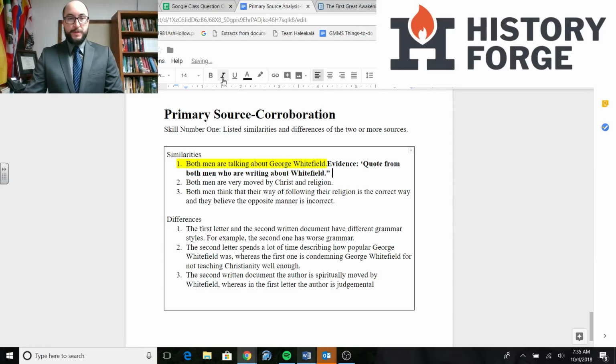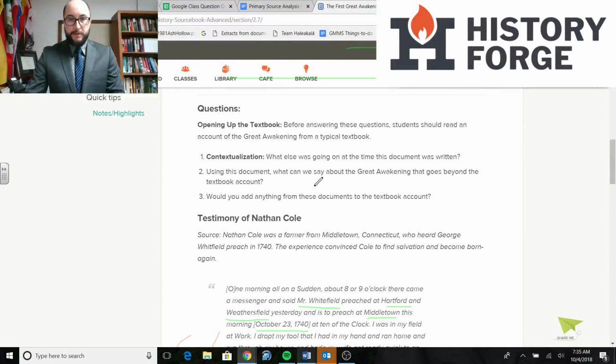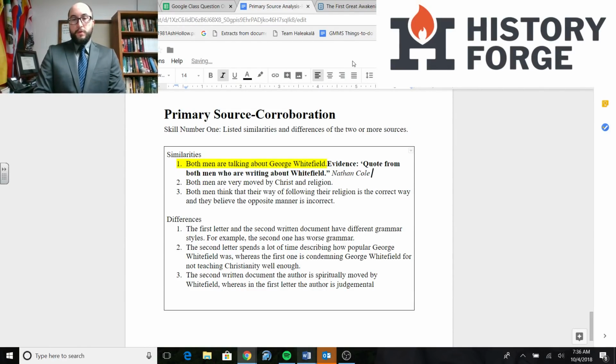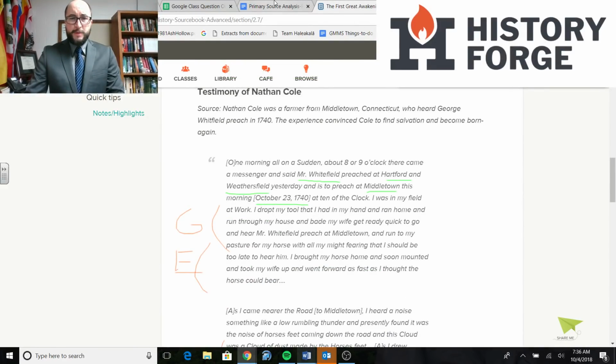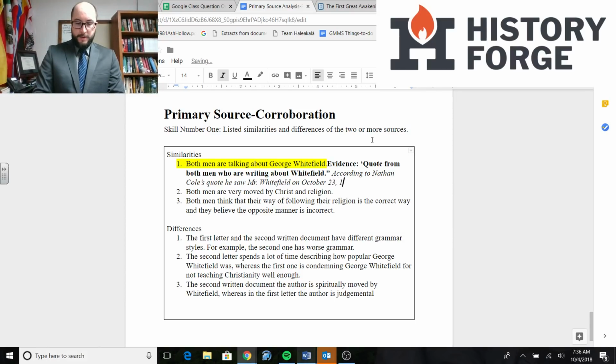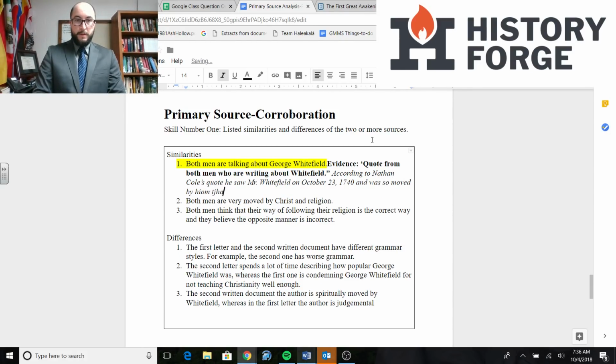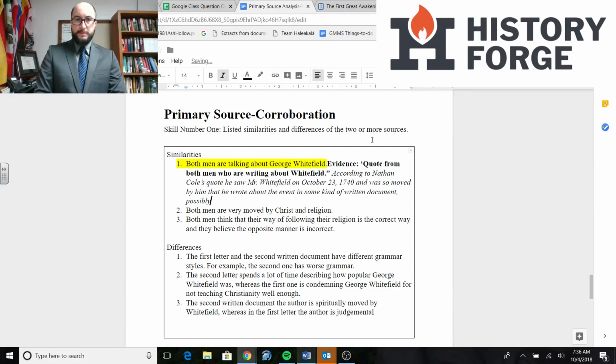And then the last part, which I'll italicize, is you explaining the quote. You could say something like, here, I'll just use one of them as an example. I'll use Nathan Cole. So we'll say something like, according to Nathan Cole's quote, he saw Mr. Whitefield. We can even put a date in there, because I think he even had a date. Yeah, October 23rd, 1740. On October 23rd, 1740, and was so moved by him that he wrote about the event in some kind of written document, possibly a journal or diary. There, done. That's the three parts.